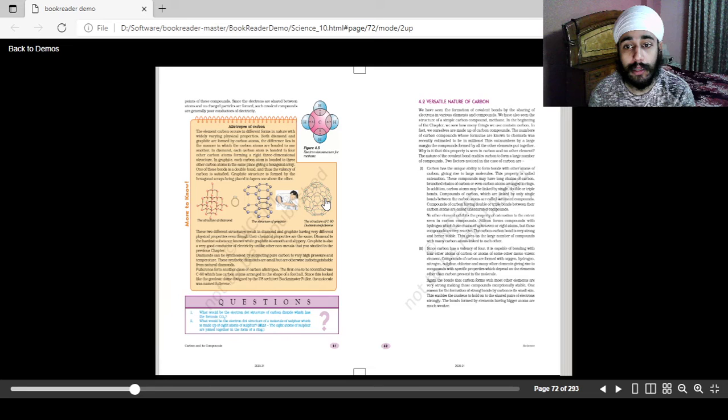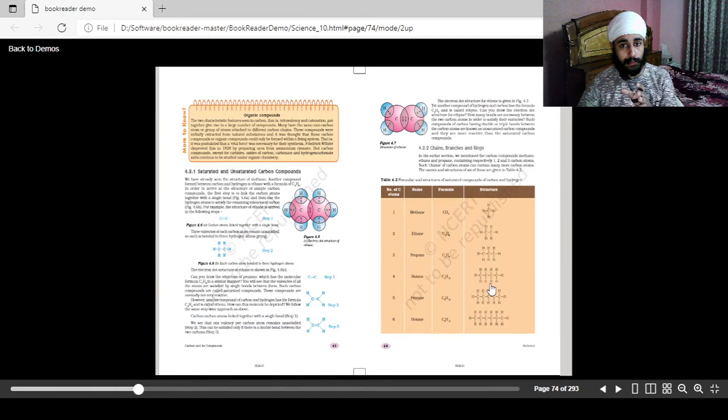Eth. Three, prop. Four, but. Five, pent. Six, hex. Seven, hept. Eight, oct. Nine, non. And ten is dec. So ane is for the single bond. So when we see the structures, they have only single bonds, right?